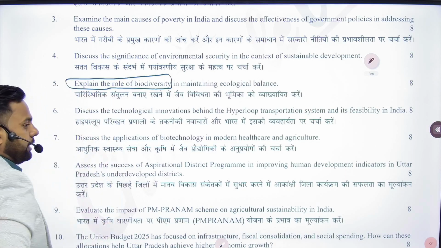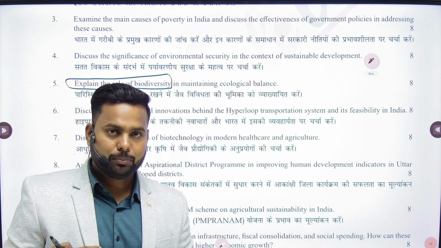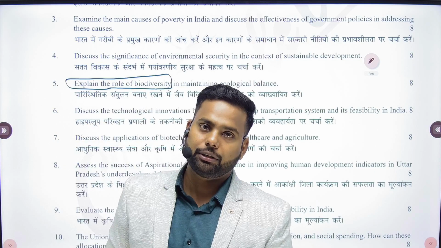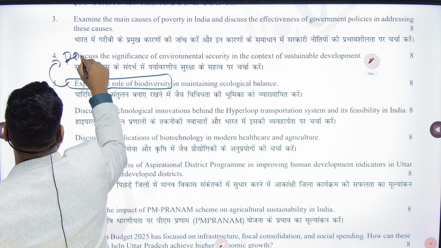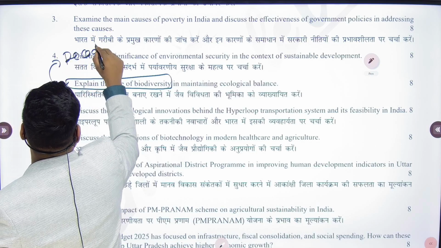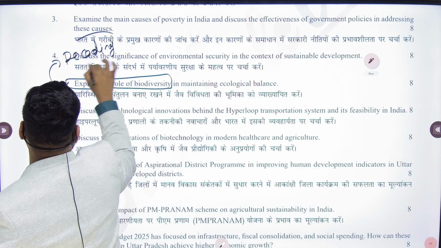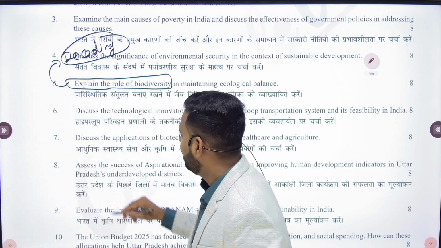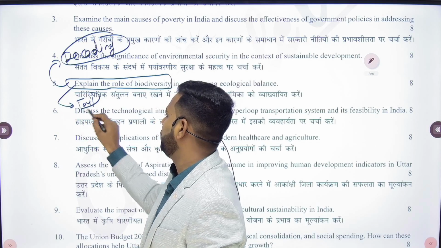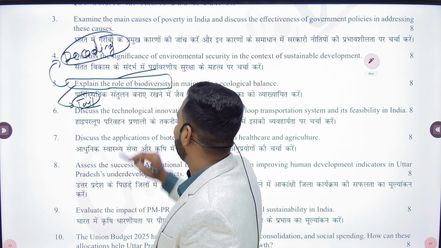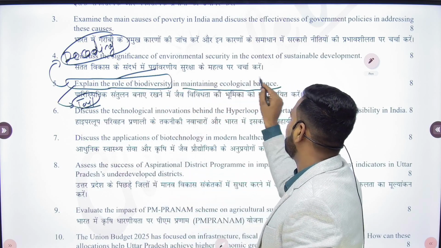So before we start dealing with the question, our first work is decoding the question. Decode करना है सबसे पहले question को. तो क्या कह रहा है? Explain is a tail word. Explain the role of biodiversity in maintaining the ecological balance.